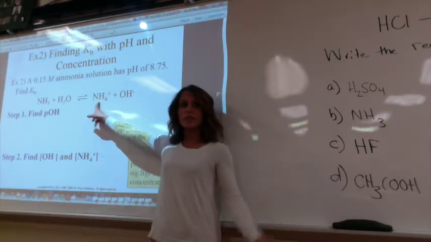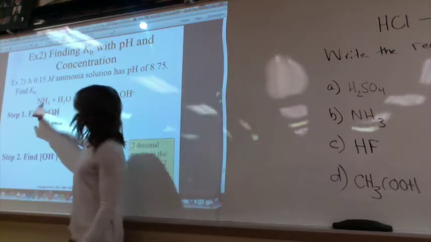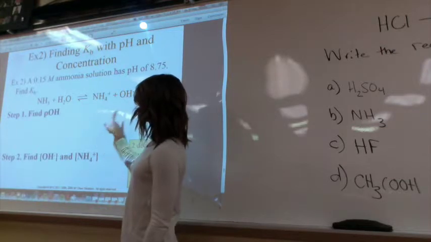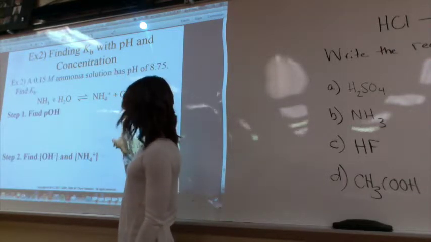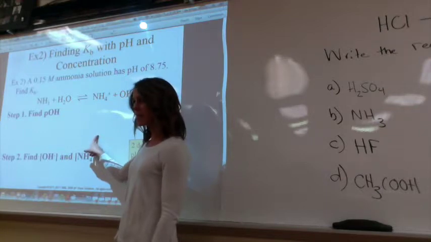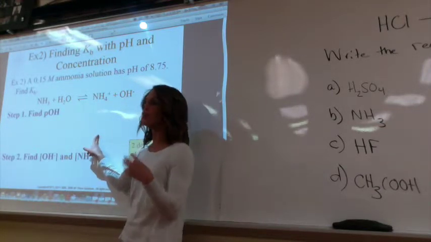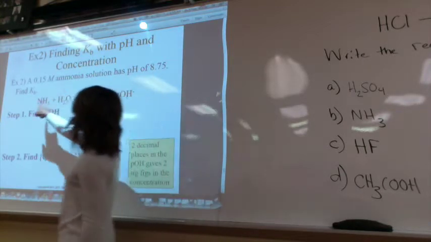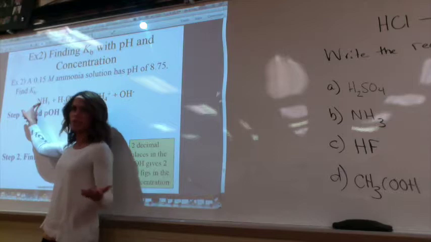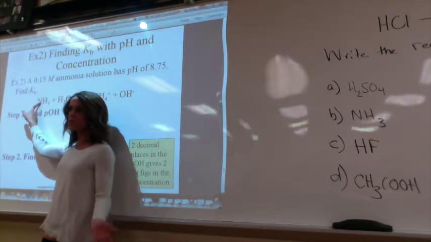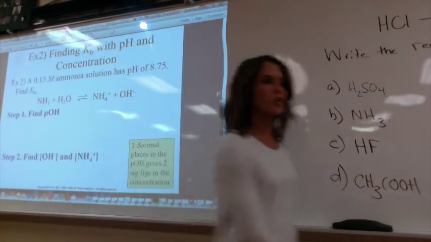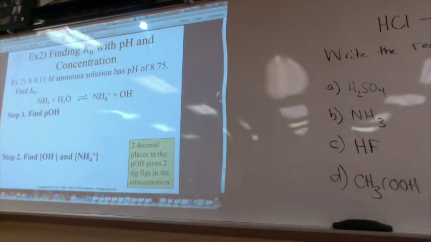Think about all your ice charts that you've been making. This would have been 0.15 minus x, 0.15 minus x. This would have been 0, 0, plus x, x, x. So if you know what x is, then this is going to be x, right? So think about how you would set up your ice chart. You're essentially just going to find OH concentration from here, which will be the same as this. Because it's a weak base, the concentration of this is not going to change much because the amount that does change is negligible. And then just solve numerator divided by denominator to find it. So step 1, find your pOH. So 14 minus 8.75 gives me 5.25.